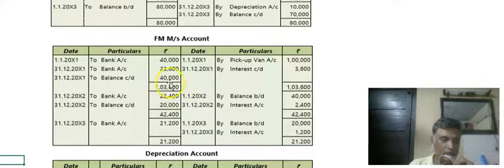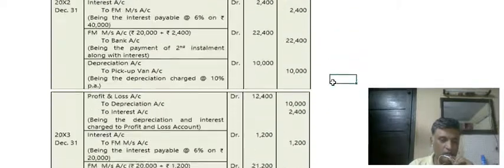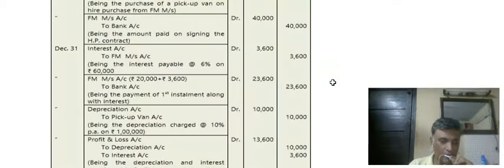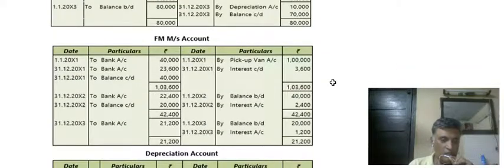Look at the first year. First year the balance outstanding was 40,000. You can actually cross check with the table also. The table which we had, look at this. At the end of first year, after paying 23,600, 40,000 was the amount outstanding. The very same amount is getting captured in the ledger account also.